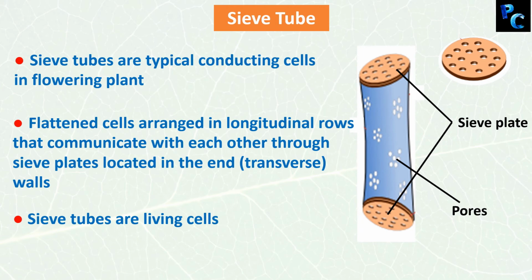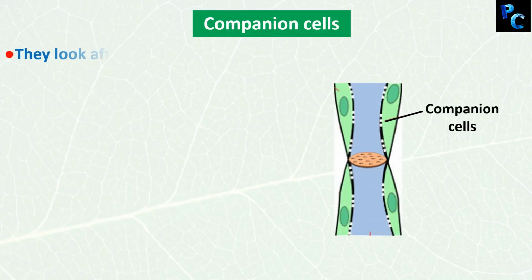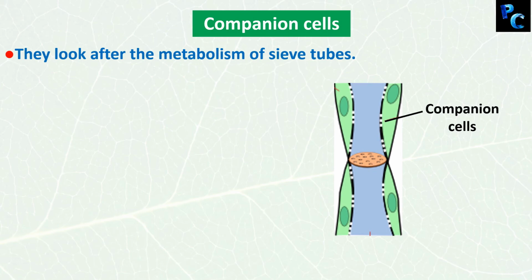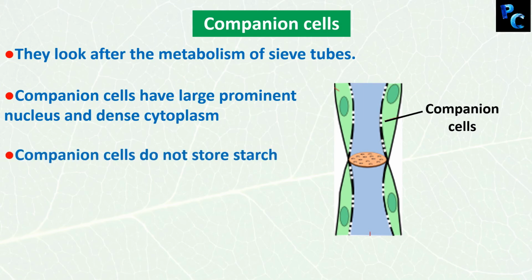Sieve tubes are living cells. Sieve tubes are the main conductive element in flowering plants. I told you just now that sieve tubes are living, but sieve tubes do not have nucleus and have reduced cytoplasm. So, how do they perform their basic functions? Thanks to their companion cells. They look after the metabolism of the sieve tube. Companion cells have large prominent nucleus and dense cytoplasm. Companion cells do not store starch, so you can understand that companion cells are also living cells.